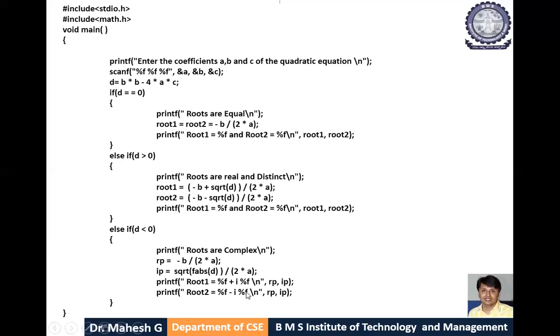Finally, we shall declare all the variables that we have used in this program, which is a, b, c, d, root 1, root 2, real part and imaginary part as float. So this would be the complete program to find the roots of a quadratic equation.